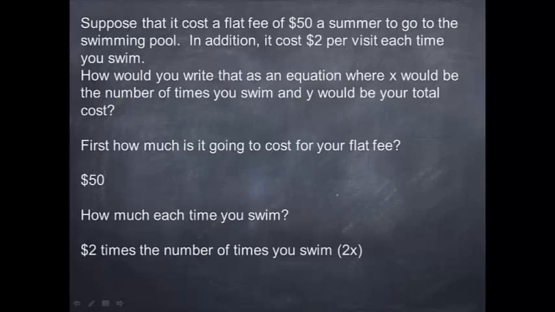Okay, so how much does it cost per visit each time you swim? Correct, it's $2 times the number of times you swim. So x is going to be the number of times you swim, and 2, we're multiplying it because it says 2 per visit. So x is the visit, and $2 is per visit, so 2x. So let's put those together. Alright, we have $50 plus 2x because we're combining the flat fee and the number of visits times the $2.